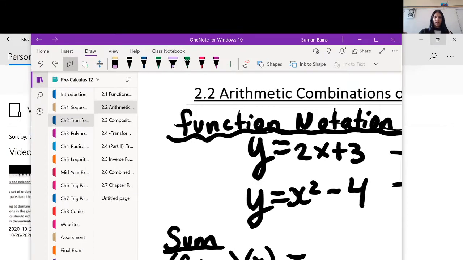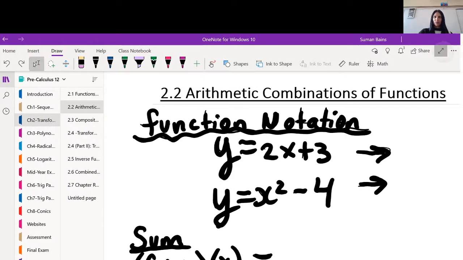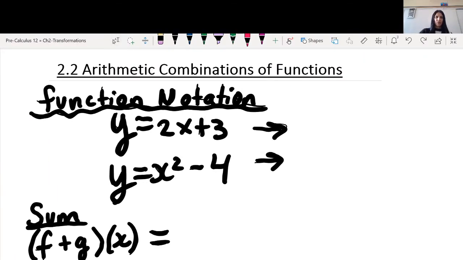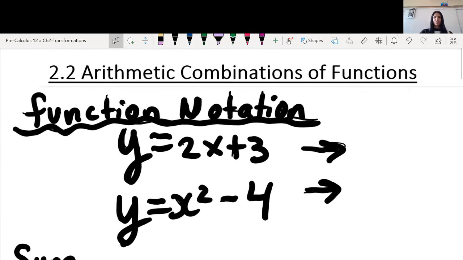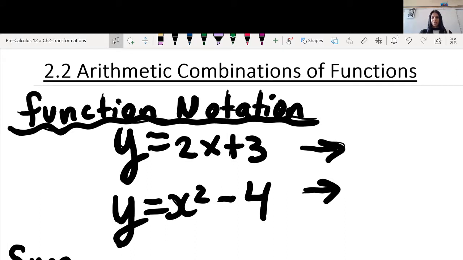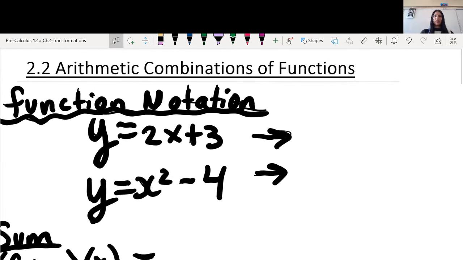Okay, hi everyone. We are working on 2.2 today, which is arithmetic combinations of functions. I feel like I say this about everything, but I think this is going to feel like a review to you and hopefully will look familiar.